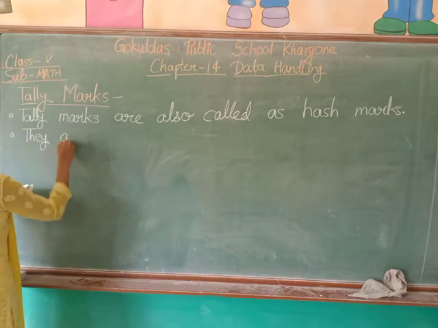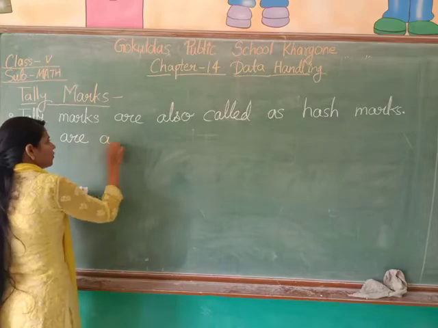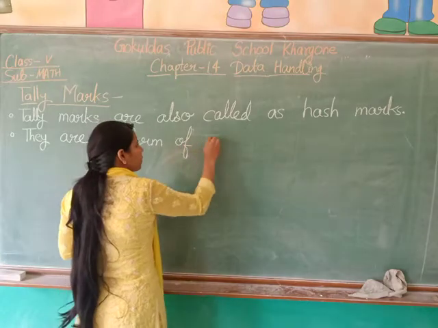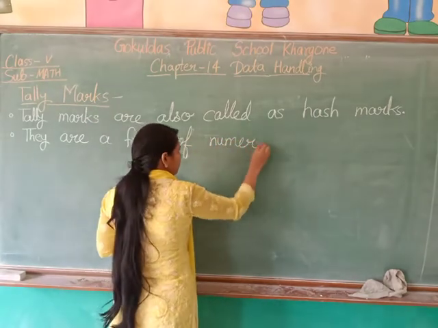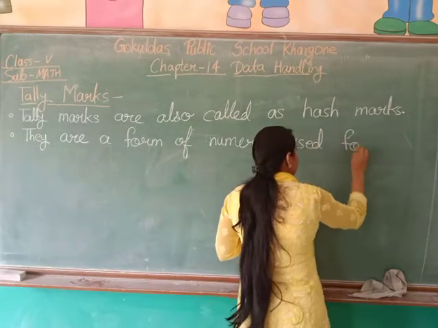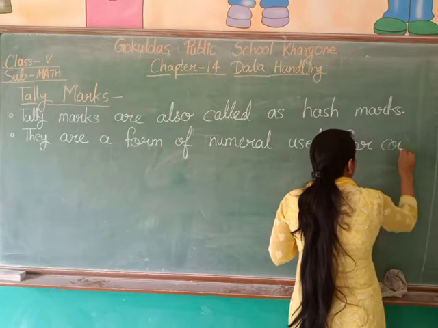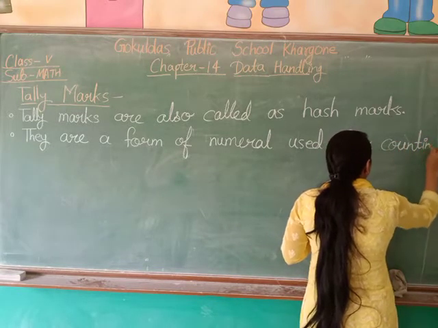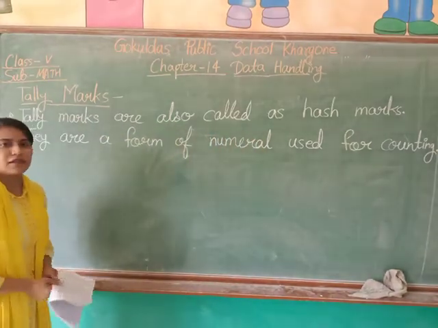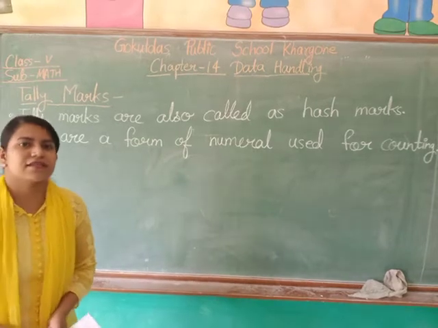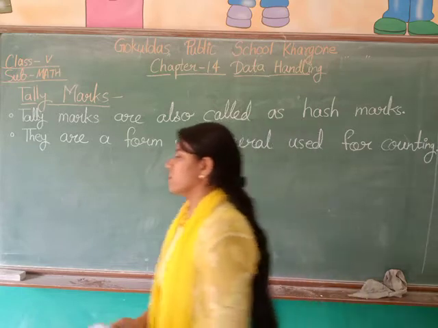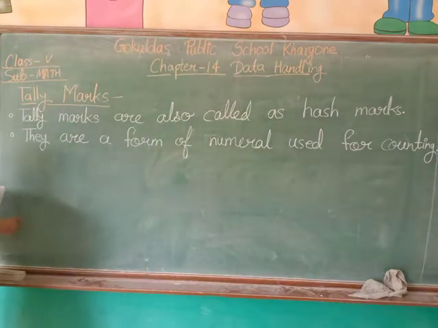They are a form of numeral used for counting. For what do we use these numbers? We use it for counting, such as scoreboards, or in sports we use tally marks to represent counting of scores. Okay.